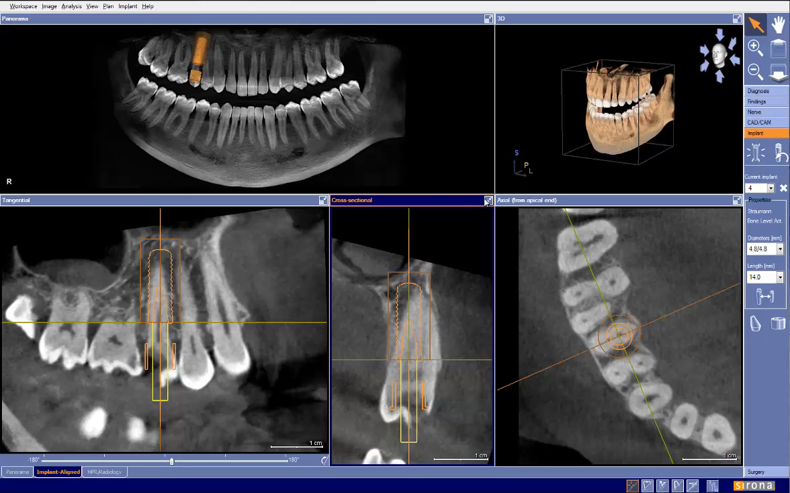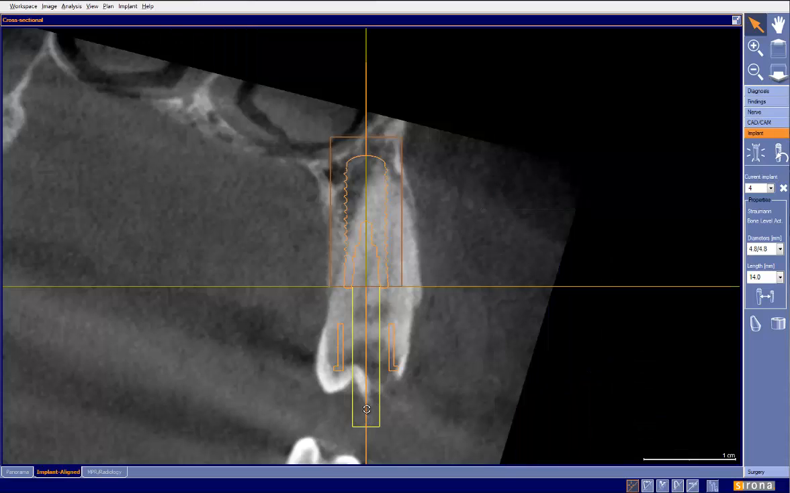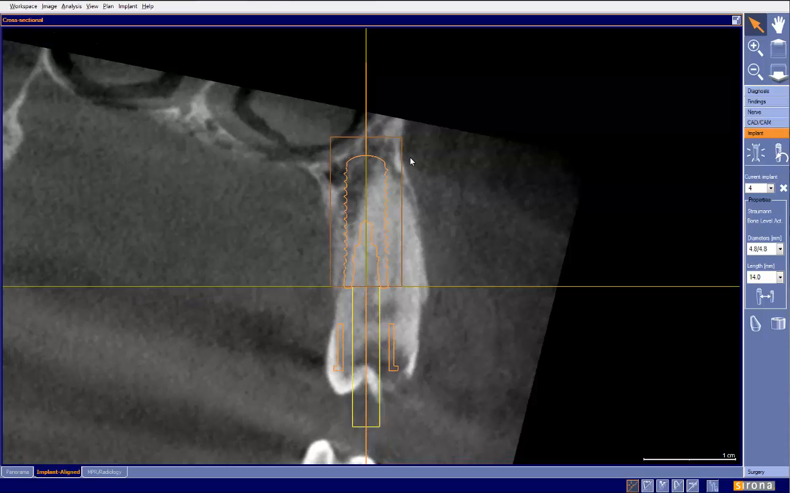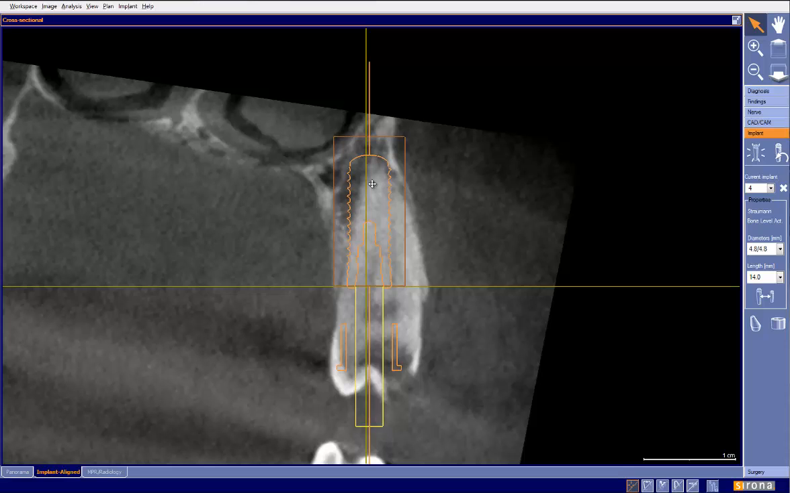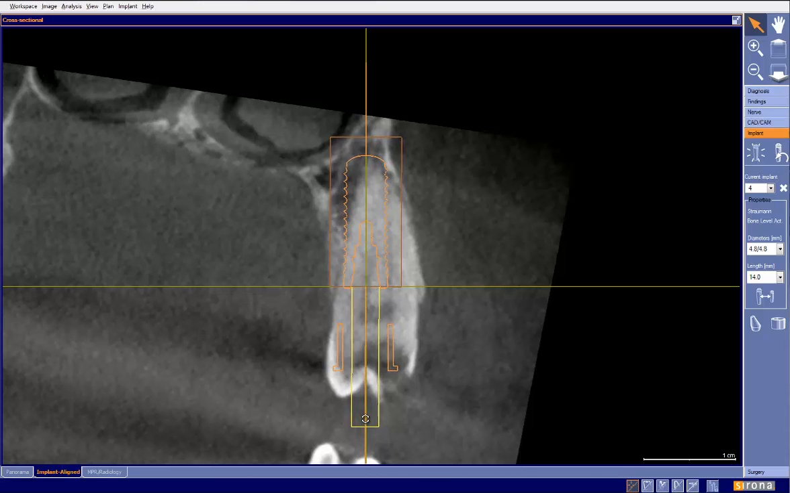But my view of this is, instead of compromising ideal loading and ideal placement because we're uncomfortable with grafting, and that may not be the case, everybody's a little bit different, my preference is to place the implant ideally. Place the implant in the right spot so that you have ideal long-term success from a loading perspective, and then simply flap and graft this area.